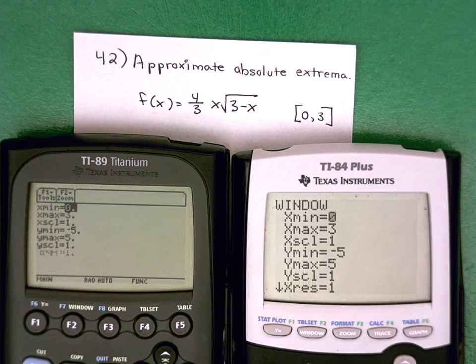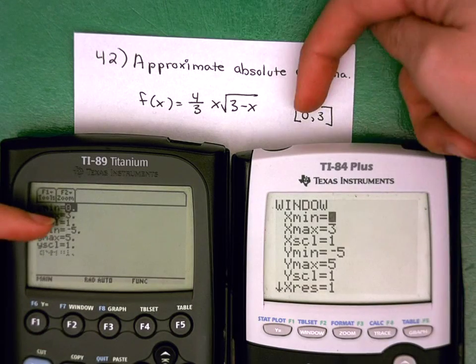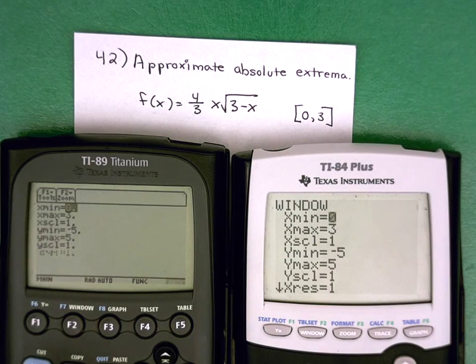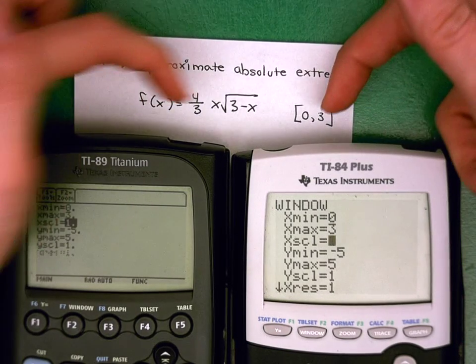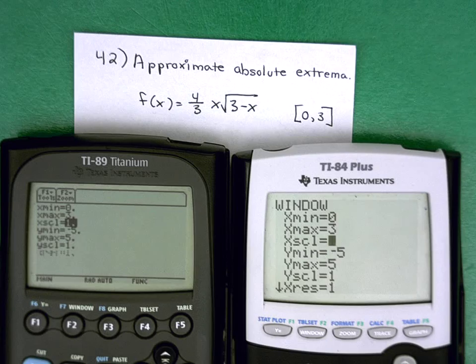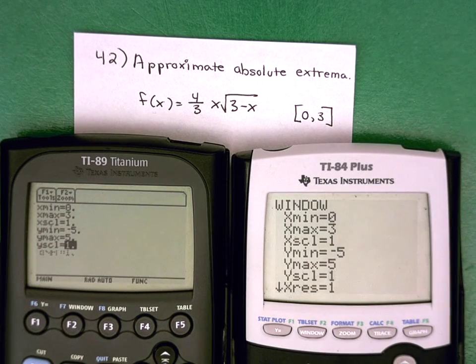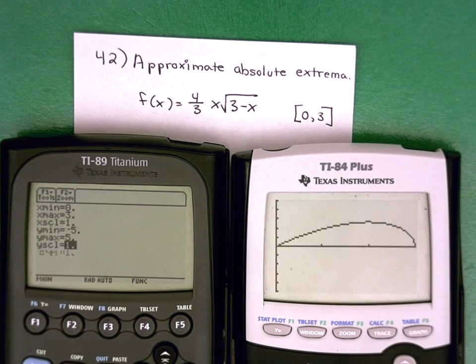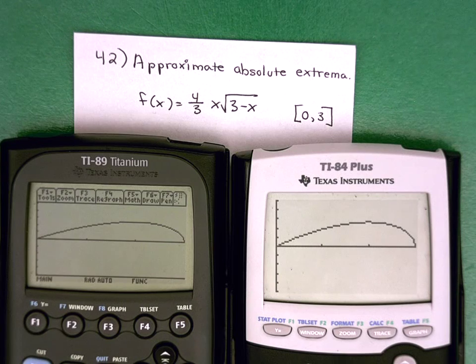So I'm going to go ahead and make my x min 0, my x max 3, right? And then my y min and y max are currently set at -5 and 5. If for some reason I graph it and I don't get a complete picture from 0 to 3, I can always come back to my window and adjust my y values at that point. So we're going to go ahead and hit graph. You get the following graph.